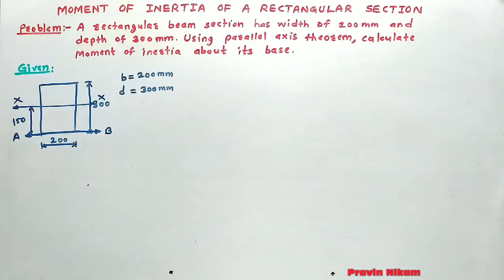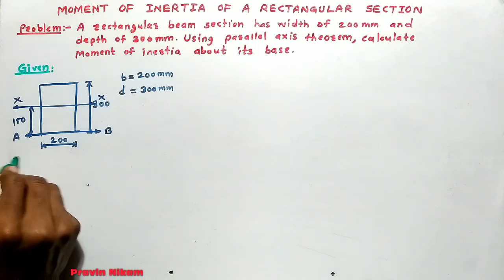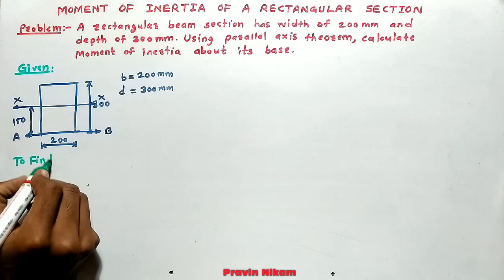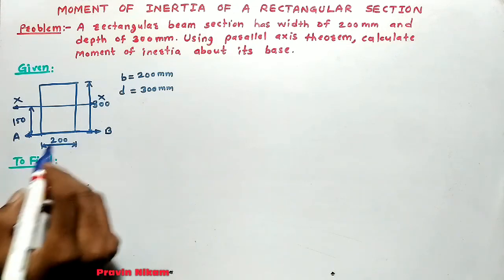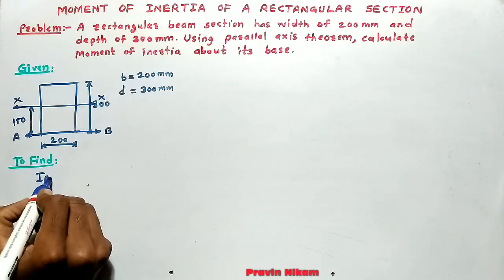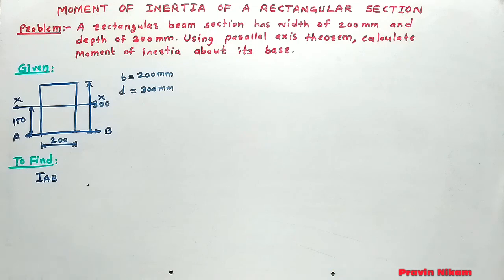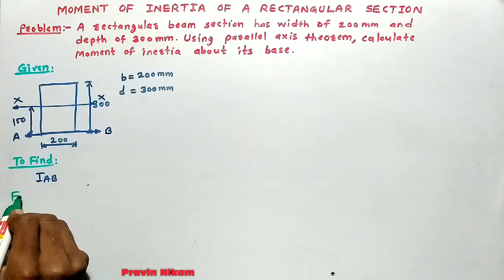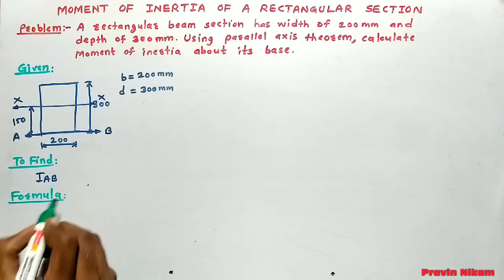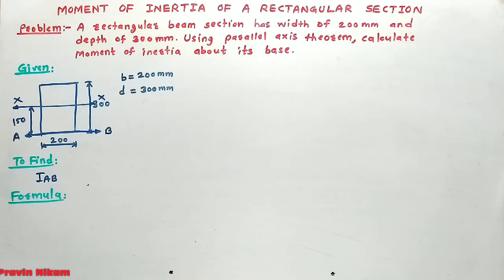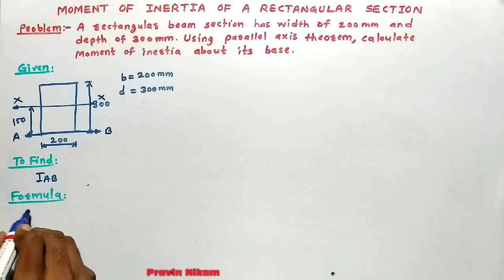Now this is given. We have to find the moment of inertia about the base of the rectangle. What is the base? Base is AB, so we have to find IAB. Now what is the formula? We have to find this moment of inertia by using the parallel axis theorem, so use the formula of parallel axis theorem.